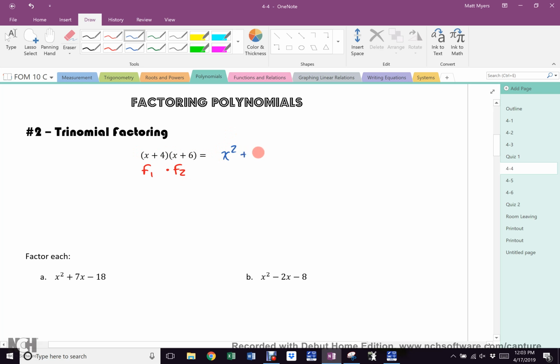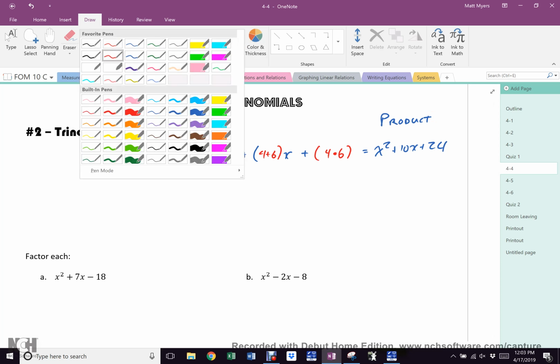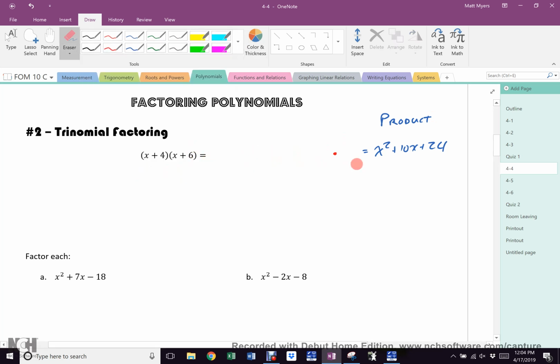X squared plus, what would I do here? 4 plus 6. X plus, what would I do here? 4 times 6. And what would I get for an answer? Agreed? Everyone cool? Everyone can do that, right? So this is now the product. Does everyone agree? Okay. Rylan? Yeah, you can do the arrows. It's cool. Everybody's cool?